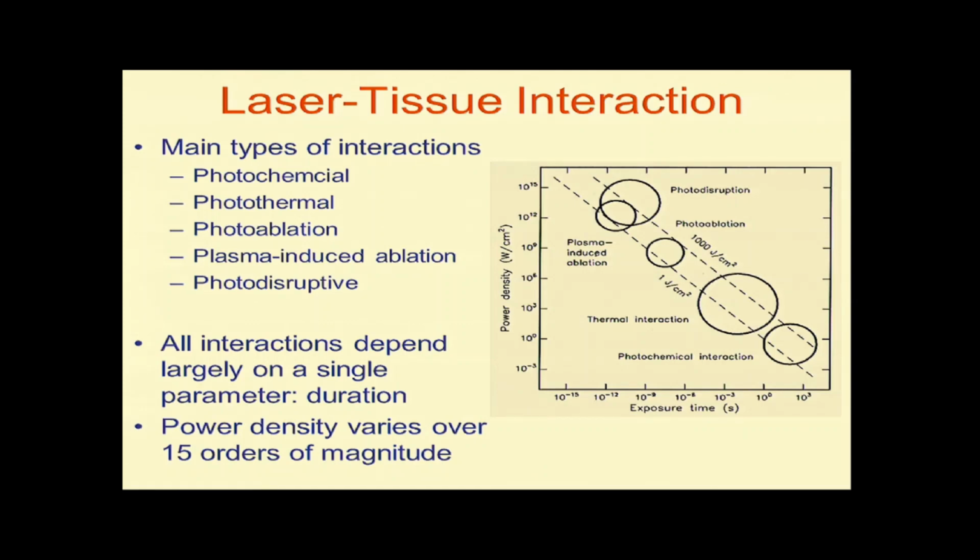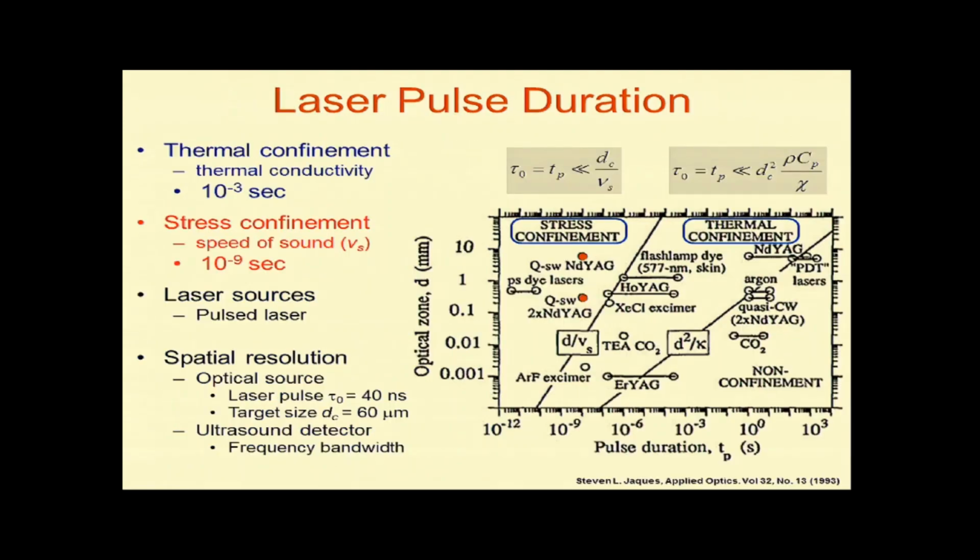And also something to notice, power density, as you go through this range of interactions, varies by 15 orders of magnitude. This is just to notice. Now, what's the length of the pulse? Well, first of all, you probably can recognize that if I just shine the light at the tissue, it will not produce photoacoustic signal because there's no rapid expansion of the tissue.